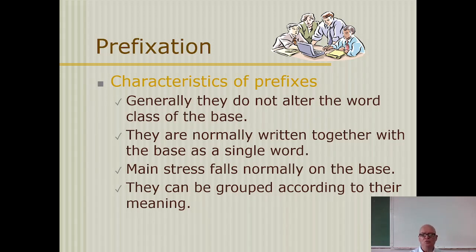They are normally written together with the base as a single word. The main stress falls normally on the base. And lastly, they can be grouped according to their meaning. Now, let's see, because this still looks like mumbo jumbo. Mumbo jumbo means that it is not clear yet. So let's take a look at it.